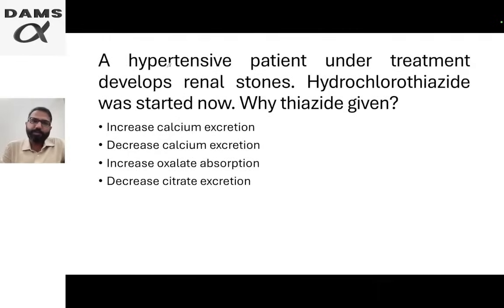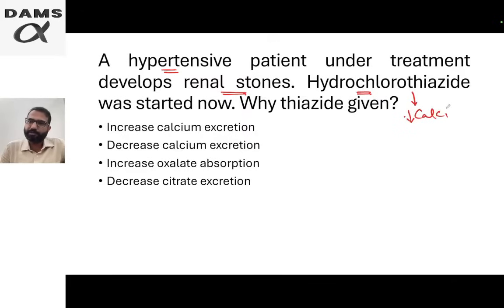A hypertensive patient under treatment, one of the most controversial questions, but I will give you the correct answer, don't worry. A hypertensive patient under treatment develops renal stone. So the patient of hypertension, hydrochlorothiazide was given. Then also we treat like MDR, because in India we give the MDR regimen. Okay, so hydrochlorothiazide was started. Usually it decreases the calcium stones.